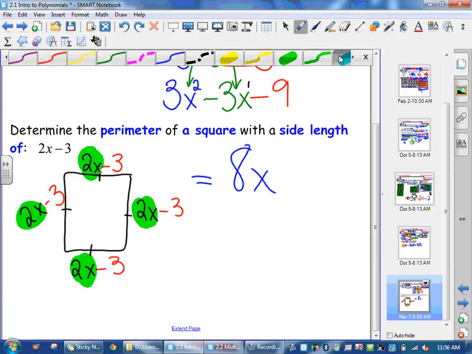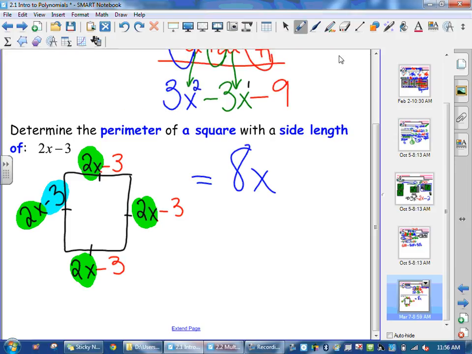Now we can take a look at our digits. I have a negative 3. I owe $3. Hang on a sec. I owe $3. Yes, mister with the crutches, you can go. I owe 3 more.